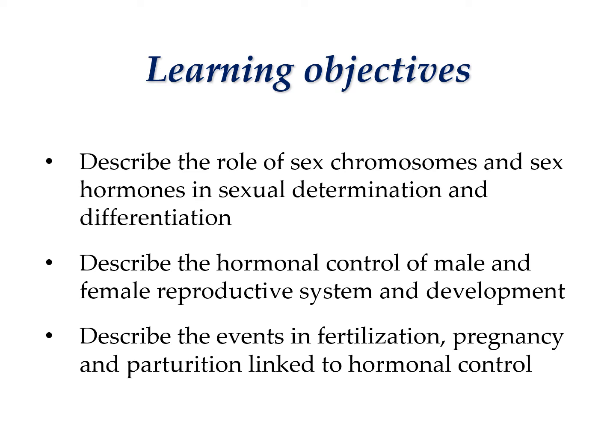The learning objectives, at the start, I want you to be able to describe the role of the sex chromosomes and sex hormones in sexual determination and differentiation. And then to describe the role of these hormones and how they're controlled during the development of male and female reproductive systems. And specifically look at the events of fertilization, pregnancy, and parturition in the context of hormonal control.